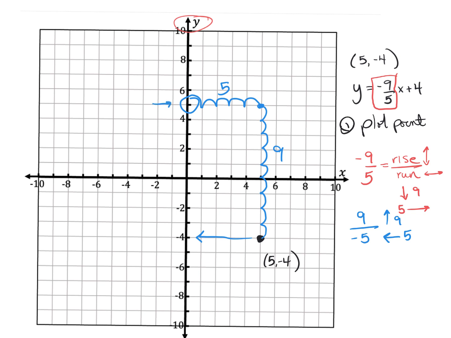And it just so happens it is at +5 on my y-axis. So we had our m. Our m was given to us. It was -9/5. And we counted using rise over run to get my b, which is +5.